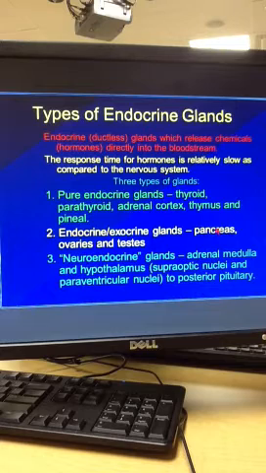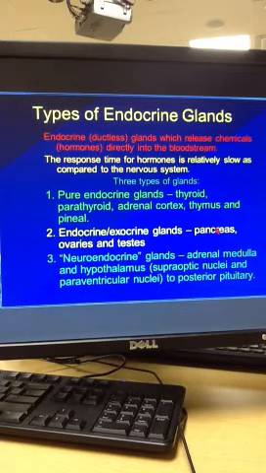Okay, now let's look at the different endocrine glands. An endocrine gland, as I mentioned, is a ductless gland. It releases its substance or chemical called a hormone directly into the bloodstream. And as I mentioned before, the response time for a hormone is relatively slow when we compare it to the nervous system, but its actions are relatively prolonged, certainly much longer than what the nervous system is. There are three types of glands. Pure endocrine glands are thyroid, parathyroid, adrenal cortex, thymus, and pineal.